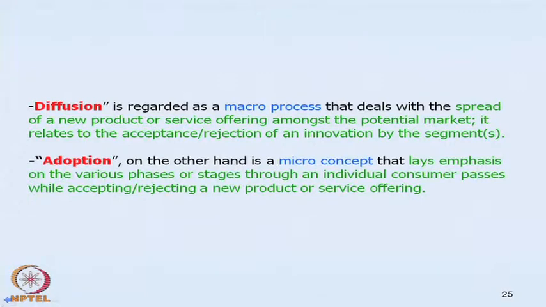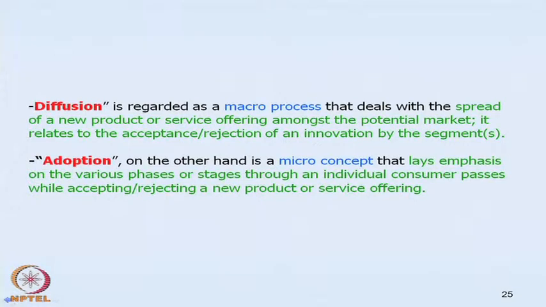Now, adoption is a micro concept. It lays emphasis on the various stages or phases through which an individual customer will pass while he accepts or rejects a product or service offering. So when we talk of diffusion, it's a macro process, much broader in scope, which talks about how the new product or service will get diffused, how it will spread into the social system, into the consumer segments or the market. And adoption will be in terms of the different stages or phases through which a consumer will pass before he decides to either accept or reject a new product or service offering.